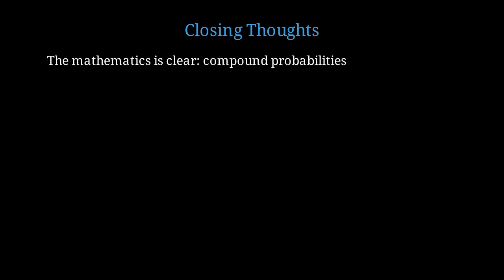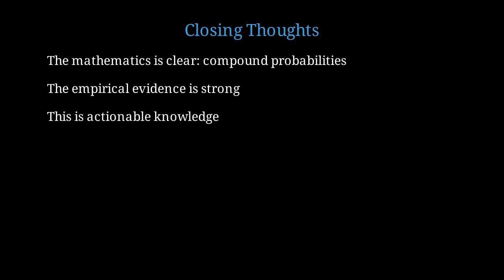As we close, I want to emphasize the scientific rigor required here. This is not just engineering best practices. This is a systematic methodology grounded in probability theory, information theory, and empirical validation. The mathematics is clear. Compound probabilities decline exponentially with sequence length. Decomposition with verification changes the exponent in your favor. The empirical evidence is strong. Across thousands of test cases, multiple domains, diverse problem types, decomposition consistently outperforms monolithic approaches by factors of 2 to 3. This is actionable knowledge you can implement immediately.